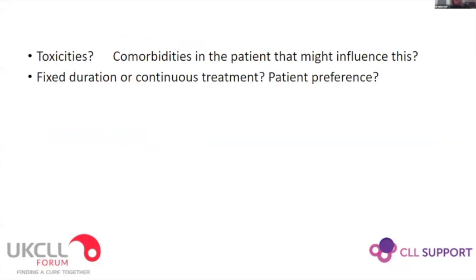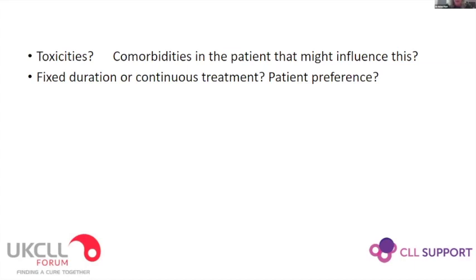Somebody asked the question about a patient who's had a recent MI, and are we going to want to give them a BTK inhibitor, or are we going to avoid that because they're on antiplatelet therapy and they've just had a stent and so on. So there are going to be things related to the patient, things related to the disease in terms of IGHV status and other high-risk features. And then obviously taking into account patient preference, whether they might want to think about fixed duration or continuous treatment. So all the kind of things we've already mentioned in the treatment naive setting.